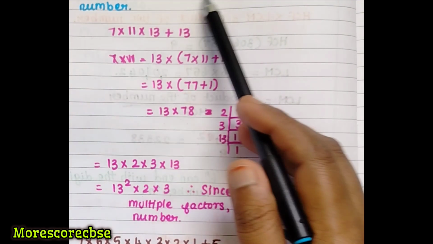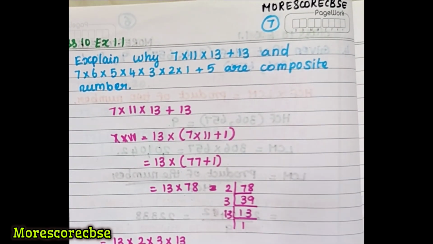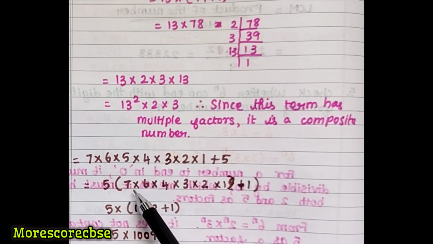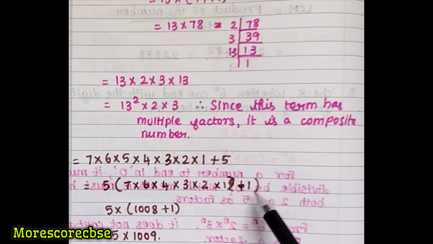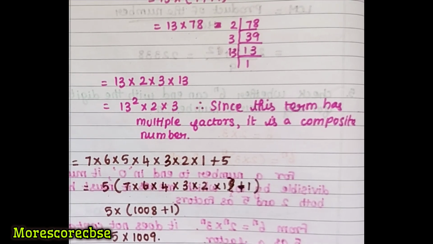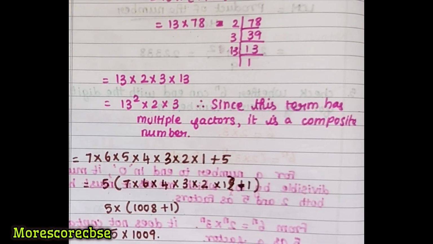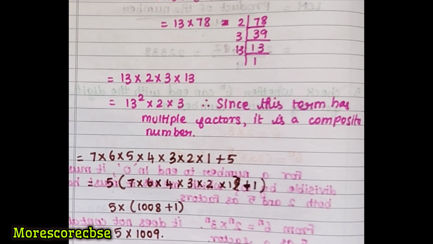For the second number also we need to prove that it is composite. So here also we take 5 as common and write 5 into (7 into 6 into 4 into 3 into 2 into 1 plus 1). So that will be 5 into 1008 plus 1, that will be 1009. So 1009 cannot be factorized further. Therefore we have more than 2 factors. The factors here are 5, 1009 and 1. So hence it is a composite number.